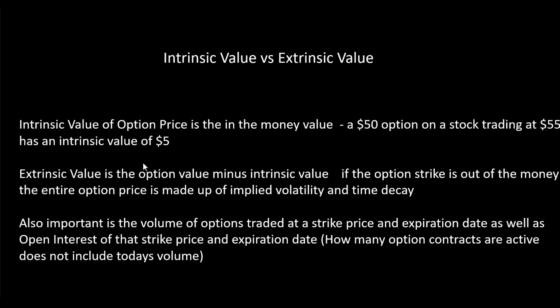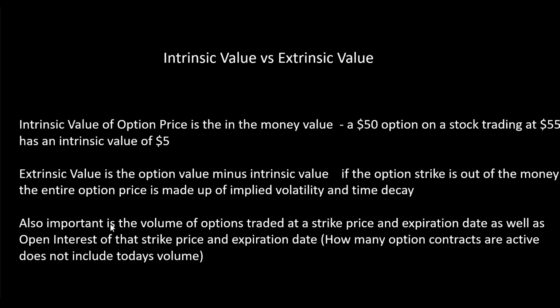Now the extrinsic value is the option value. So let's say we paid $6 and the stock's trading at 55. We bought a 50 option. We've got an extra $1 we're paying for that above what the intrinsic value is. That's the extrinsic value. All you have to do is subtract the intrinsic value from the option value, and that gives you your extrinsic value. And you want to pay as little extrinsic value as you can, because that portion of the option price is going to be impacted by time decay and volatility changes.